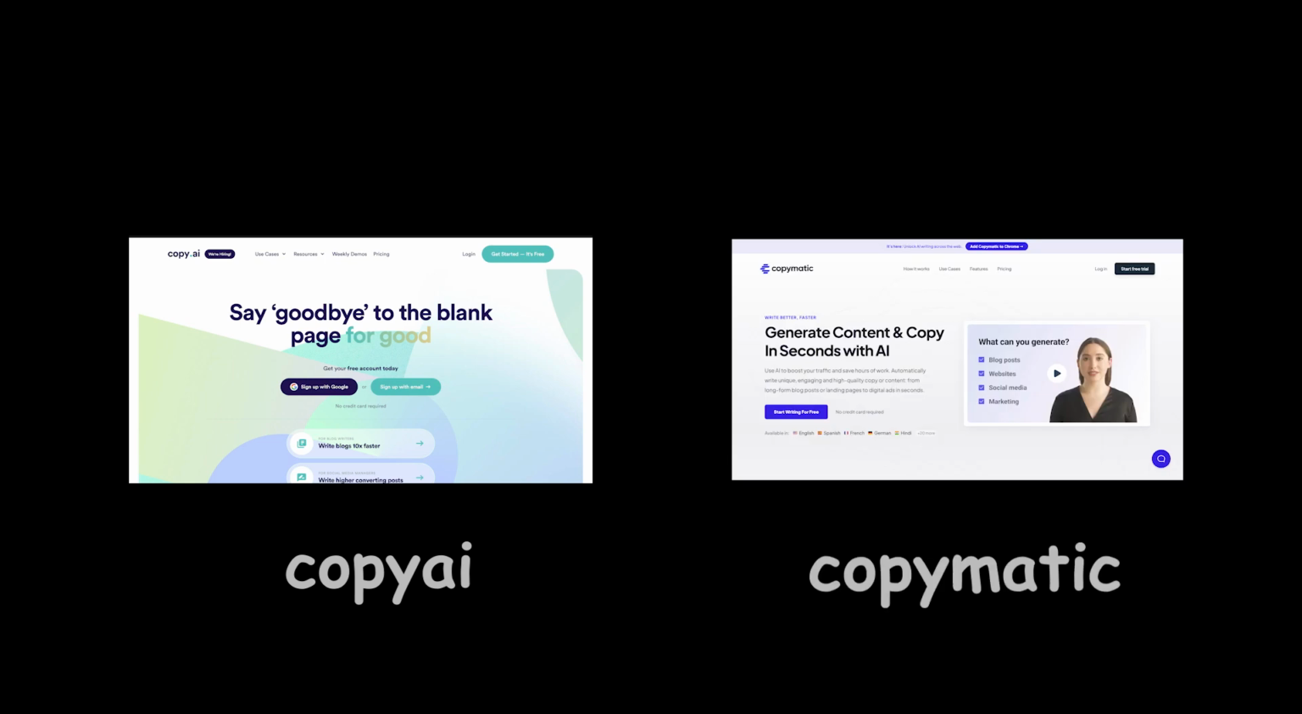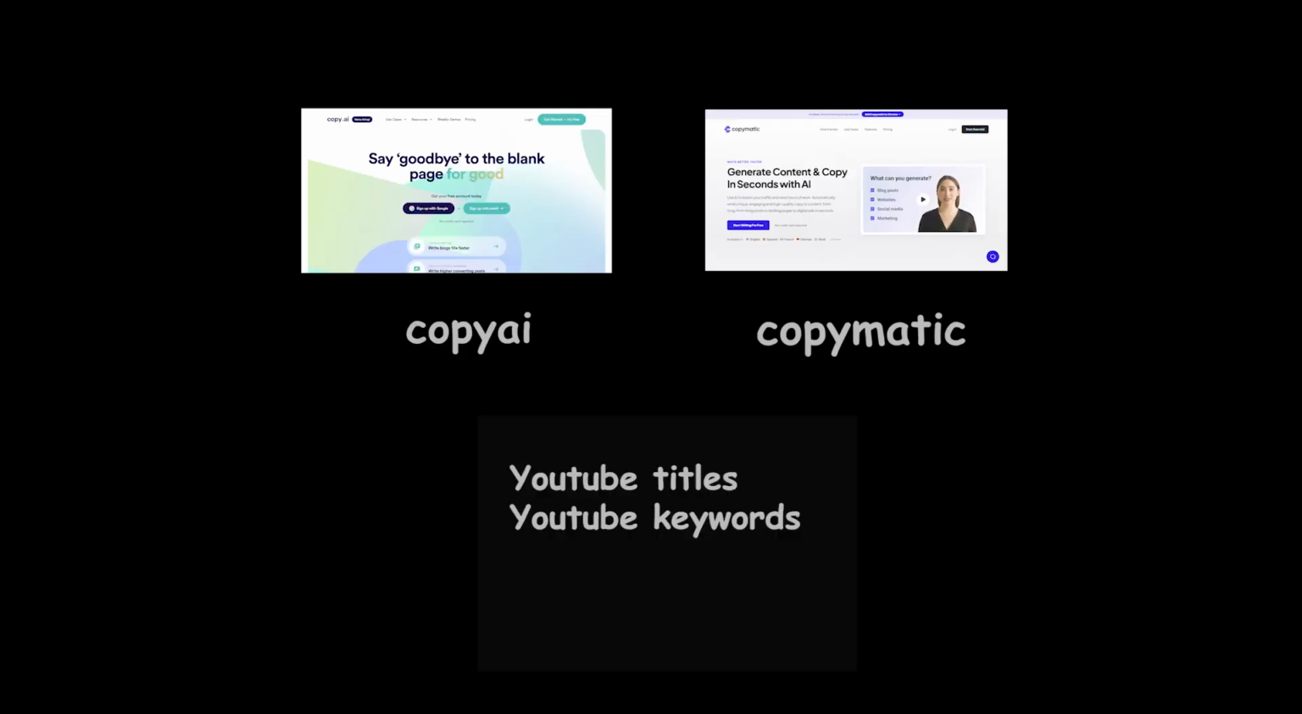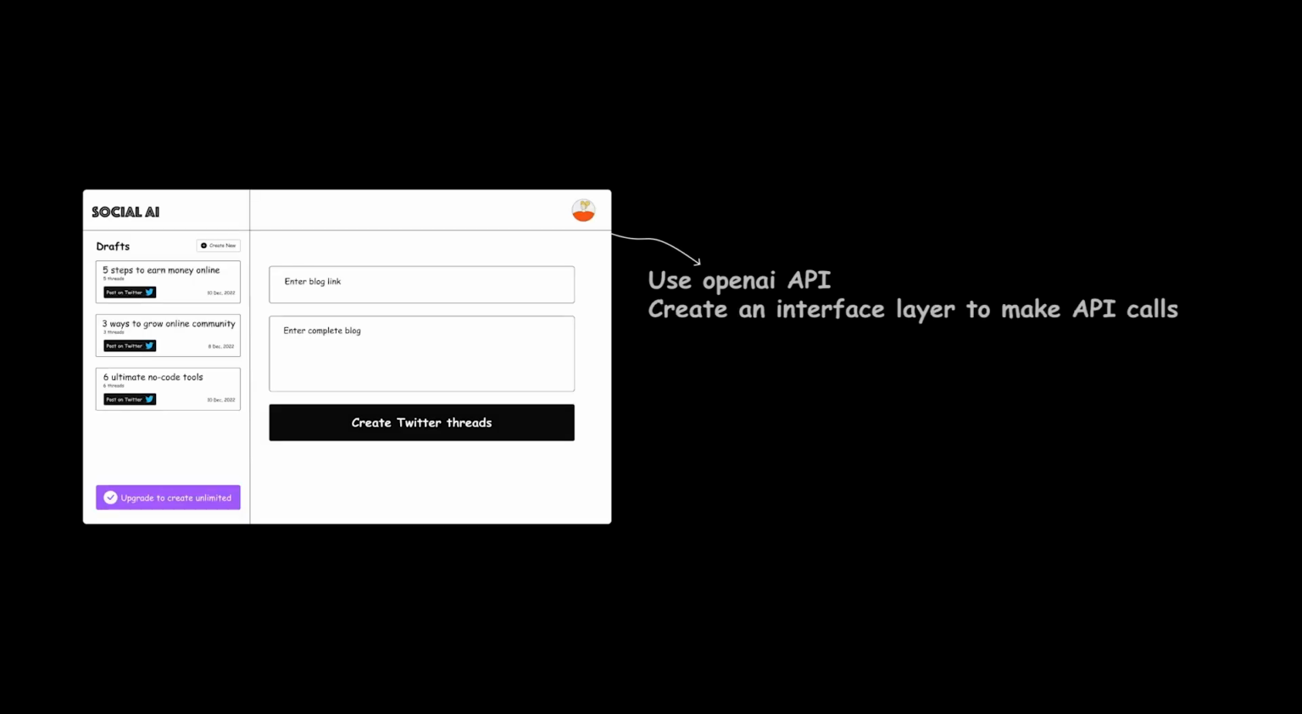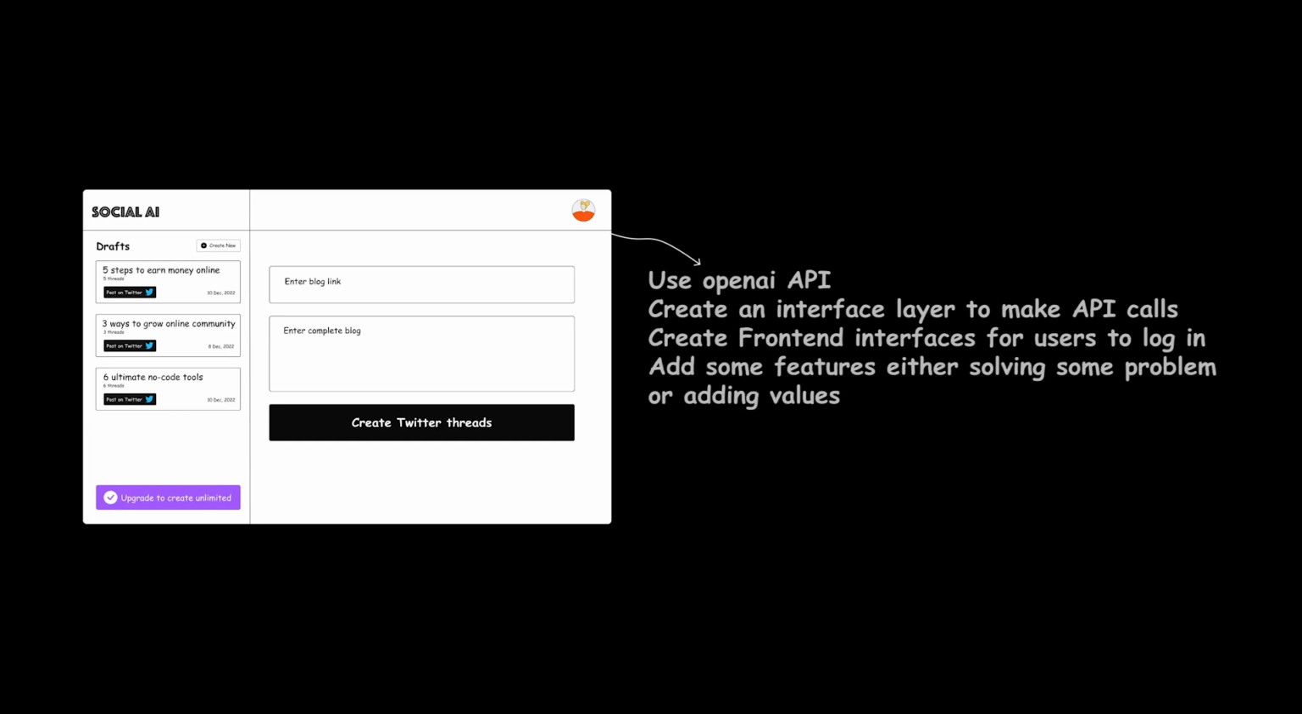Let's start the discussion. First, we'll discuss the concept. The concept is to create a product like copy.ai or copymatic.com. They both use OpenAI and provide an interface to create AI-based content for people around the world. For example, YouTube titles, YouTube keywords, blog content summary, blog content as well as blog titles and so on. Similarly, we will be using OpenAI APIs and create an interface layer to make API calls. We'll create a front-end interface for users to log in and then we'll add some of the features.